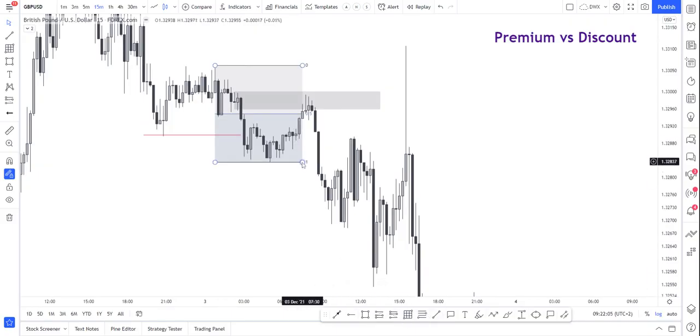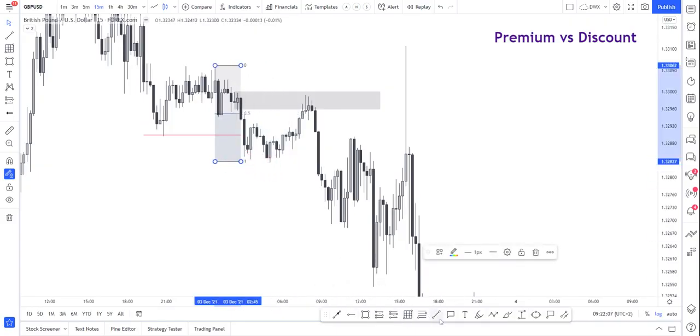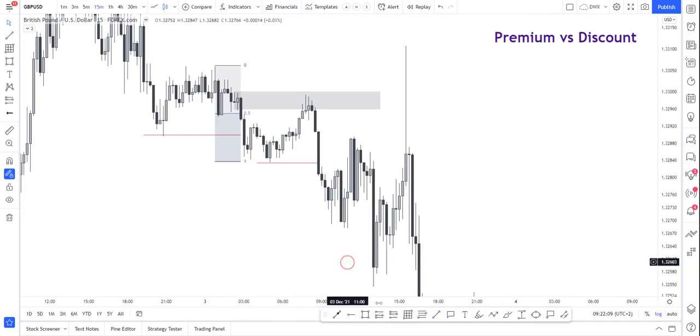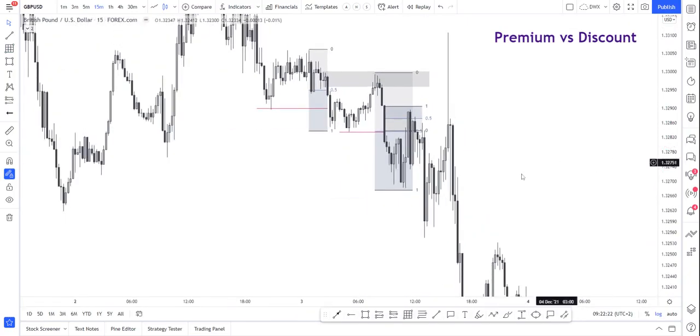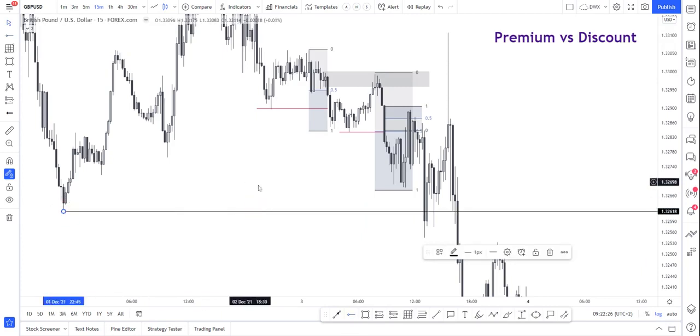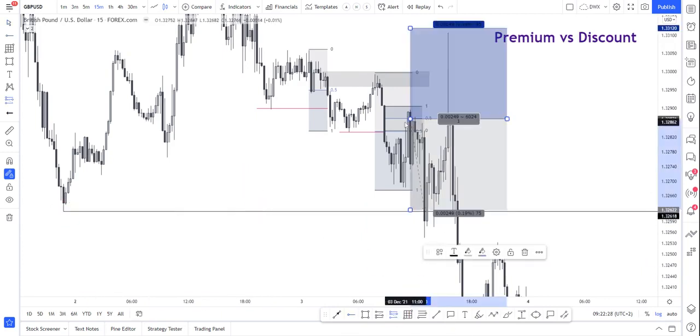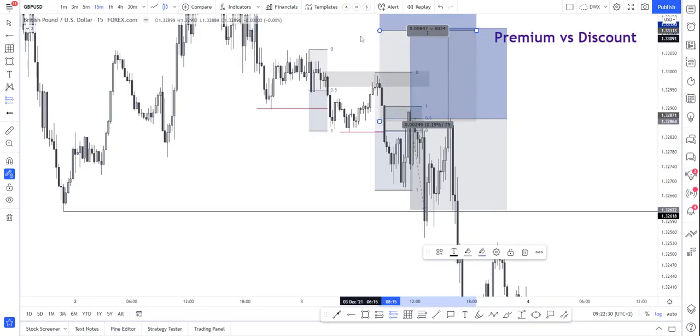Again, we have another structure break over here. We have a push towards the downside. Price returns to the imbalance. There's the imbalance, 50% of it, and it starts pushing towards the downside. And again, it makes a run on the liquidity below this low. So there's our liquidity low. The trade entry over there.